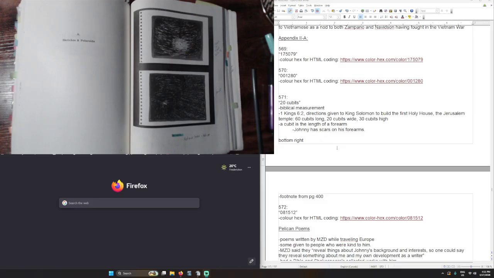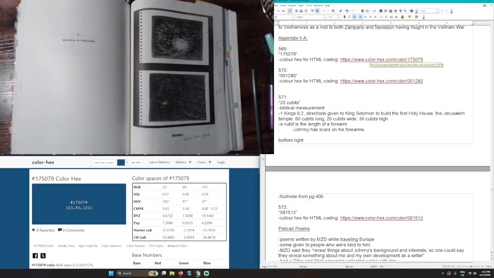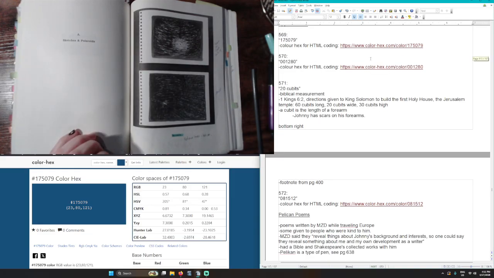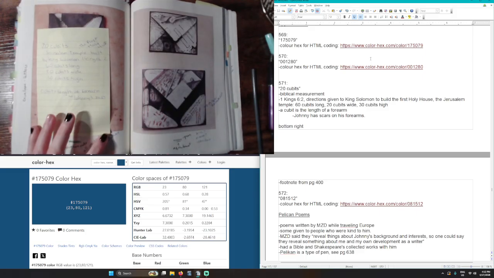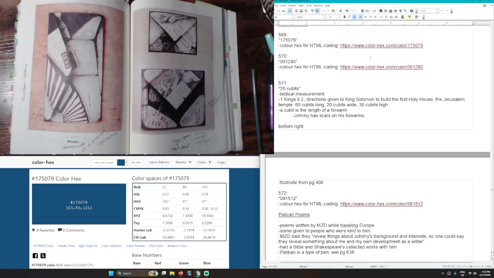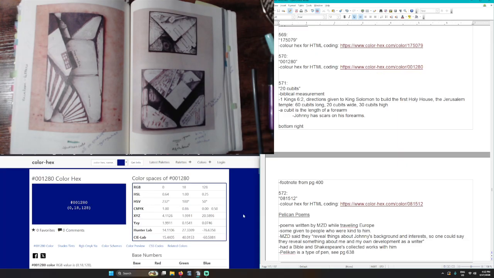At the bottom we have this code, and I thought it could possibly be a hex code. I know Mark Z. Danielewski was really interested in early internet coding and stuff like that. So I looked up the hex code, and it is this lovely shade of blue. And then on this next page here, we have more images, sketches, and another hex code, which is this shade of bluey purple, more blue, I'd say.